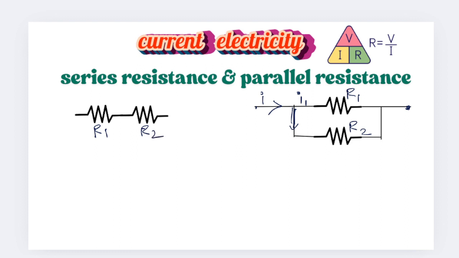In series resistance, the current is the same in the series. Here the current enters from here, so I is there. The same current is flowing, the same current passing through R1 and R2. The current is the same in series resistance. So the first point: in series resistance, the current I is the same.